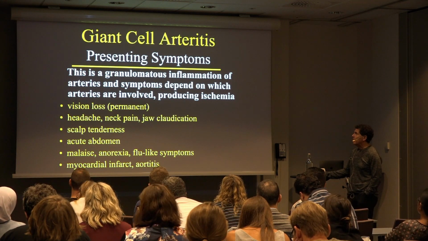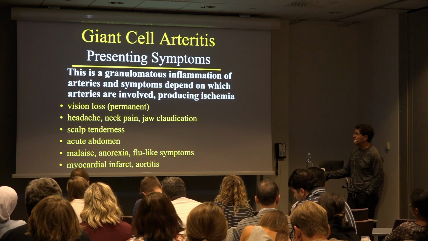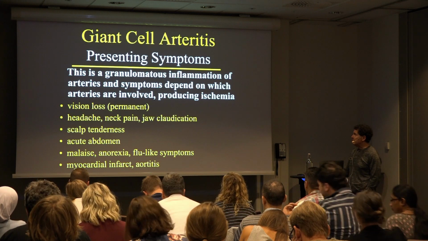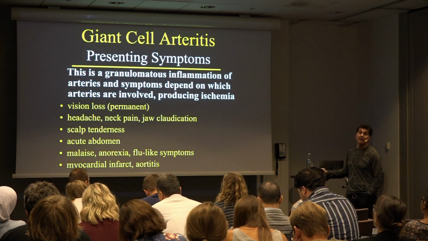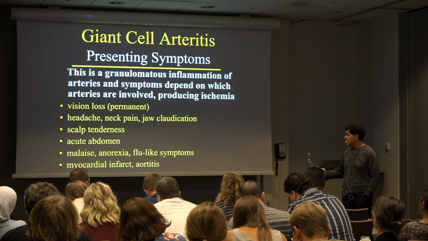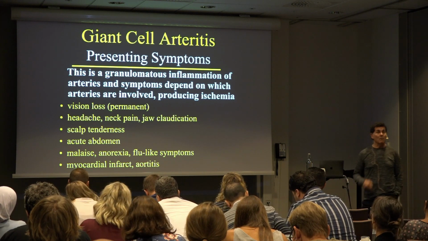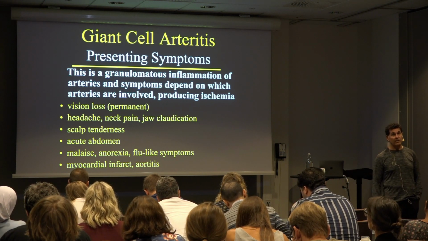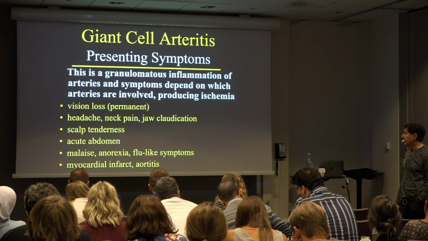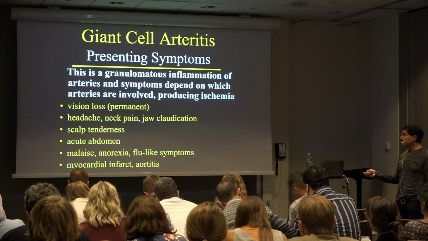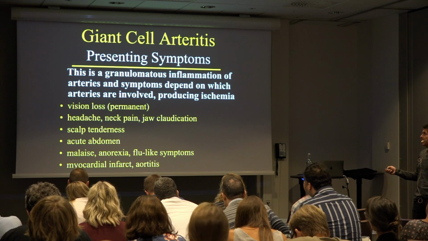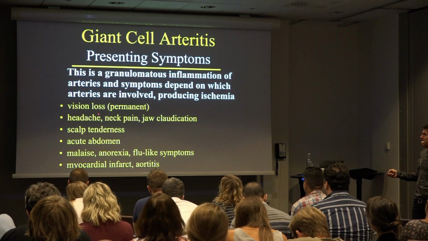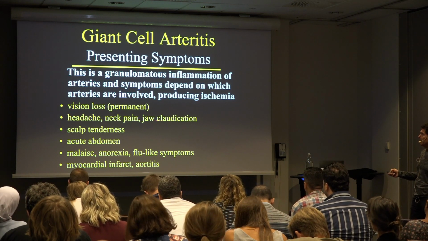Remember, this is a granulomatous inflammation of medium-sized arteries and also large arteries. So aortitis is a now more recognized problem with patients who have giant cell arteritis. The vision loss is permanent, and they often have the headache, the neck pain, the jaw claudication.